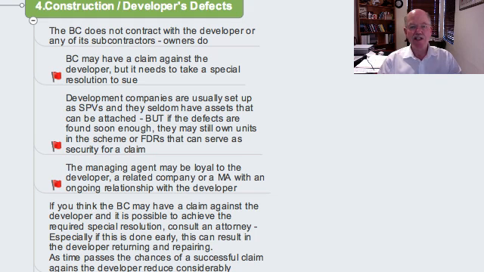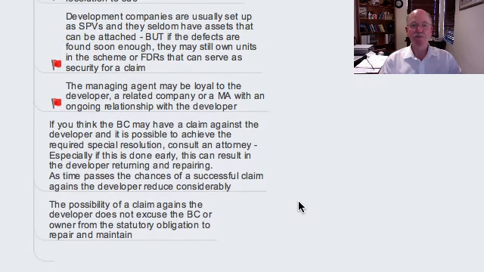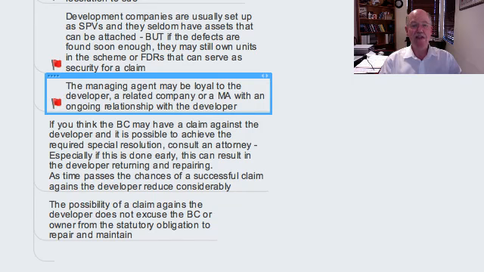Now, the managing agent may be loyal to the developer. It might be a related company or a managing agent with an ongoing relationship with the developer. So that's another red flag, something you should be worried about.